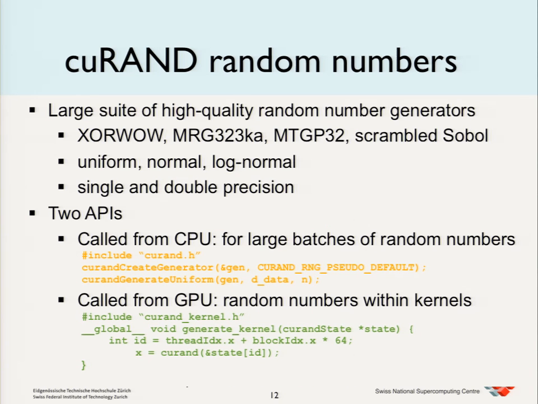There's cuRAND. I won't talk much about this, but it implements a lot of state-of-the-art methods for uniform, normally distributed, log normal, and so forth. And this is what you would expect to have on GPUs. There were two ways to call it from the CPU, right? To get a big vector of random numbers. Or you can actually invoke it inside the kernel, which is very significant, right? You'll have kernels where you need random numbers, and you can grab them right from inside the kernel.